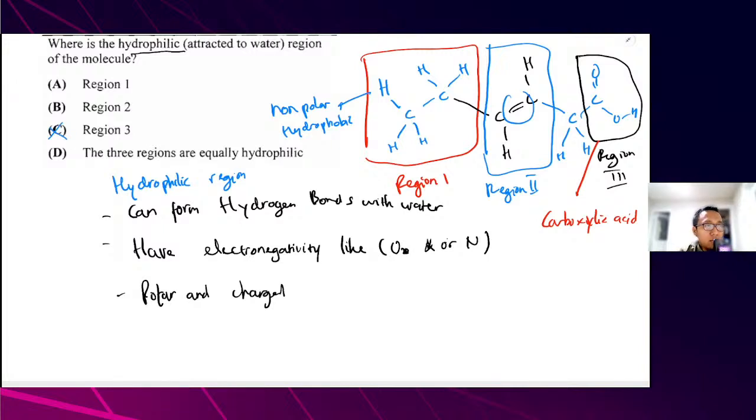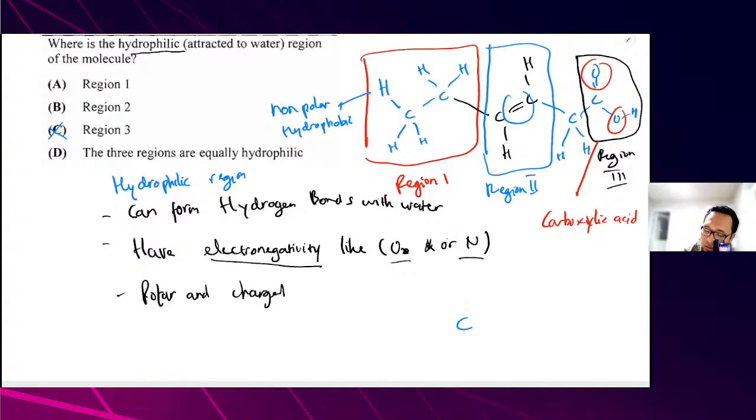Why? Because it has two oxygens, one double-bonded and one hydroxyl. So it has electronegativity such as O or N. Is it polar? Yes, it is polar, and it can form hydrogen bonds with water.